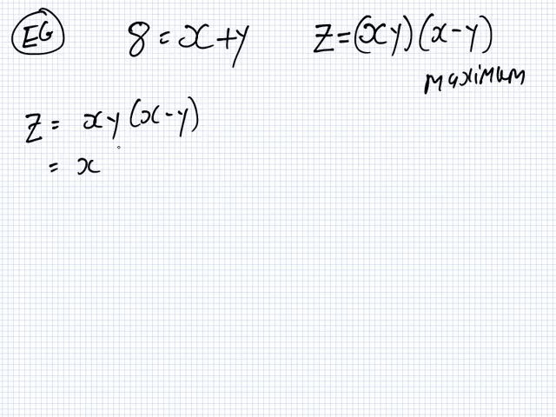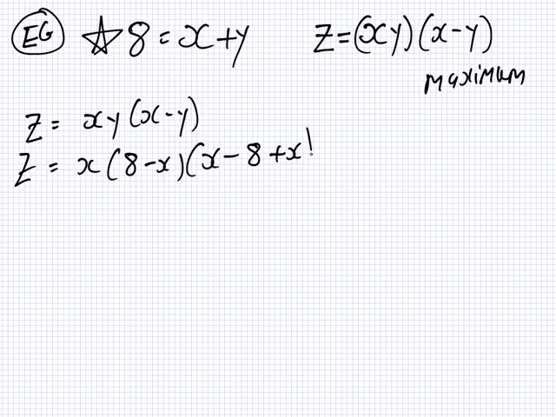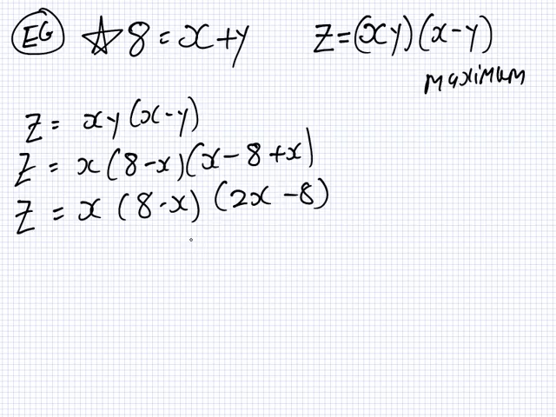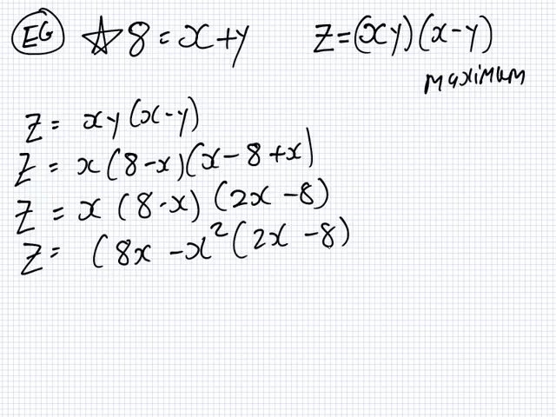I should change the y into 8 minus x by just using this here. And I'll change the y into 8 minus x, so x minus y is 8 plus x... actually 2x minus 8. So that would be x, 8 minus x, 2x minus 8. This will be cubic, and its derivative will be quadratic, which is kind of what we expect. So this will be 8x minus x squared times 2x minus 8.